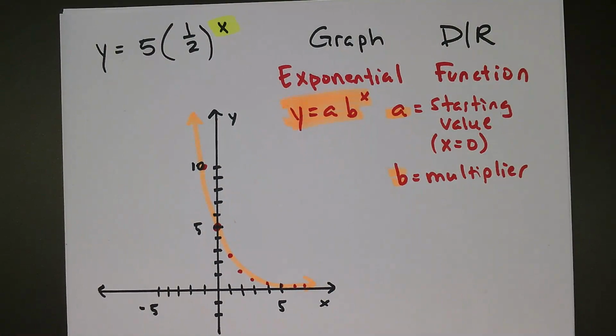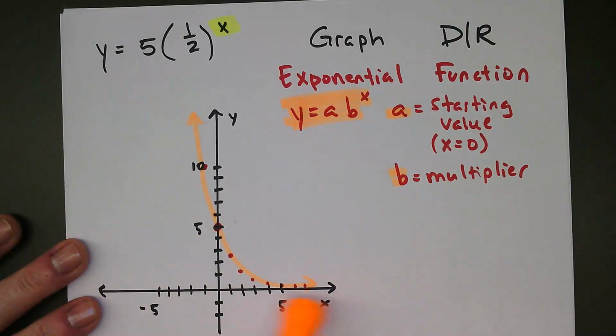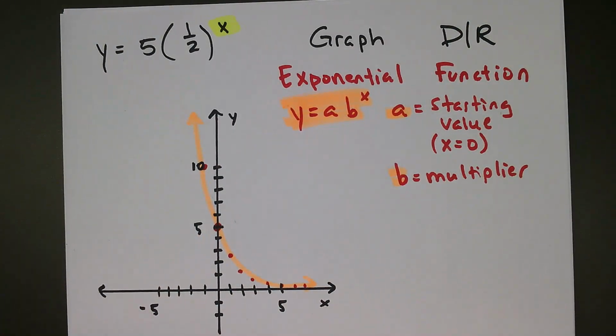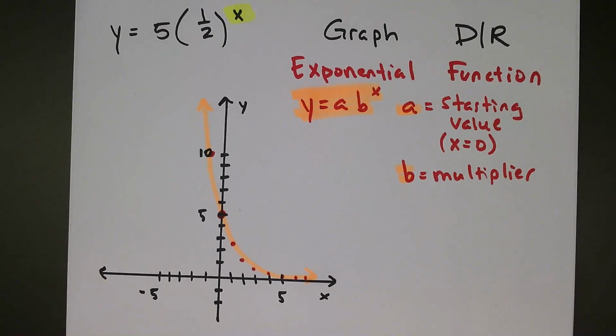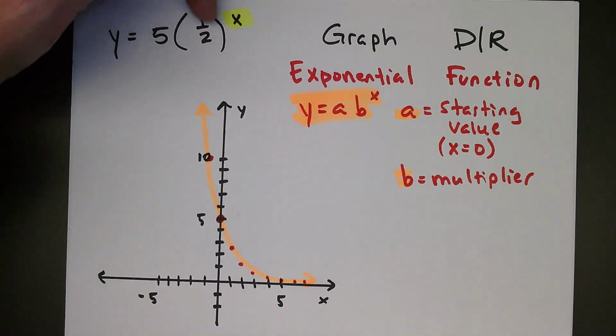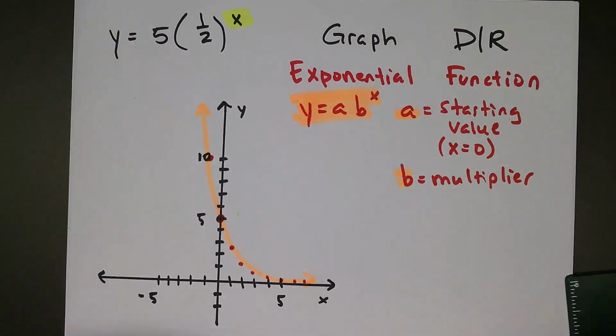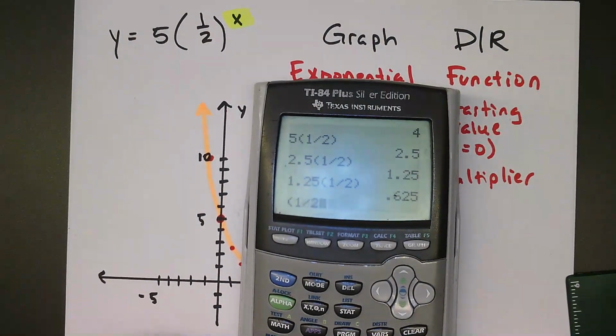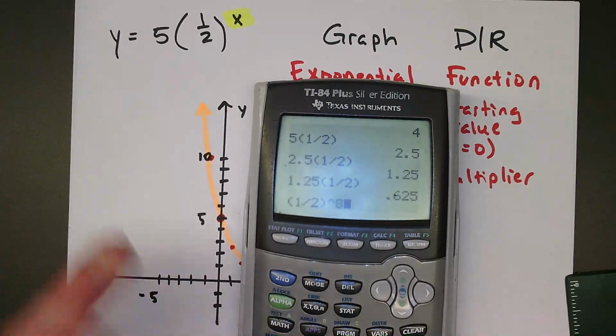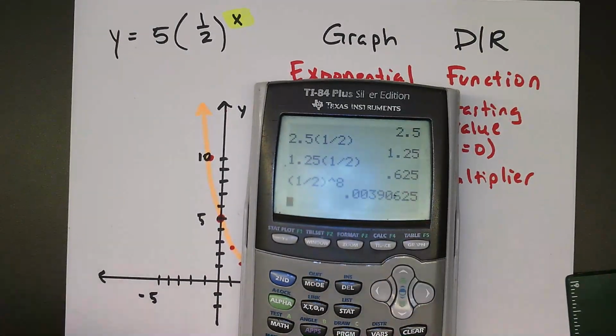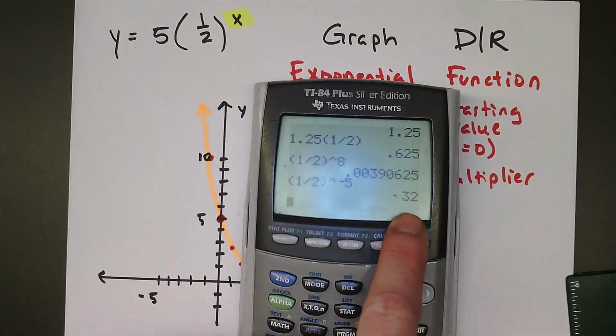Exponential graphs take this sort of curve shape. They're never going to go below the x-axis. And again, that's because I can never get a negative output if my base is 1/2, right? If I take my 1/2, and I raise that to a positive number, I get a positive decimal, and I would just multiply that by 5. But even if I do 1/2 and I raise that to a negative number, I still get a positive output.